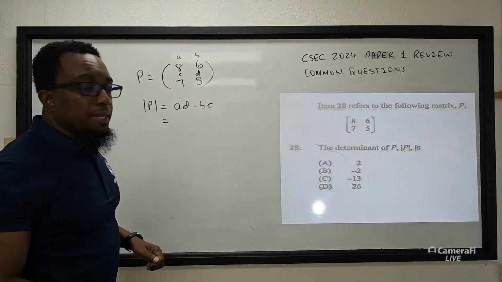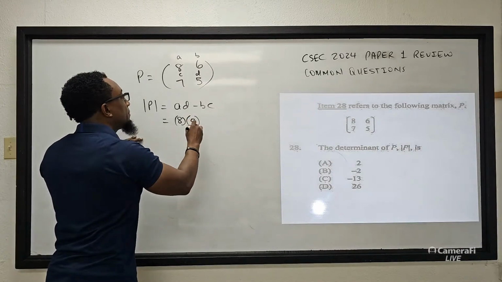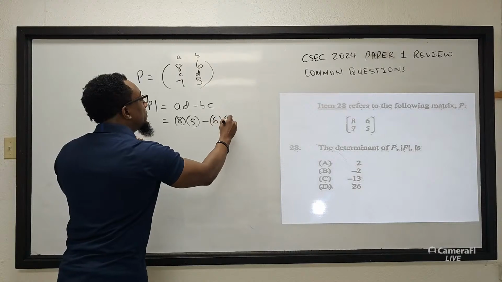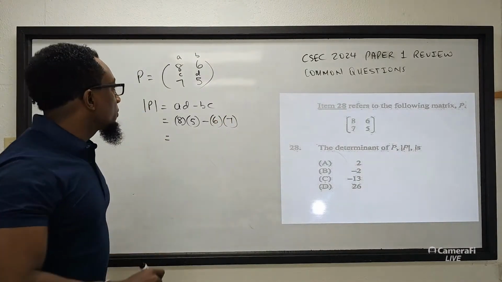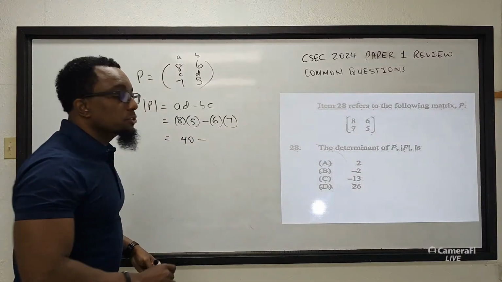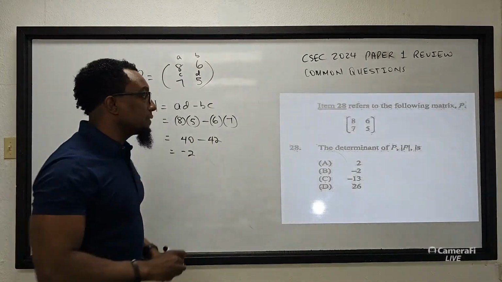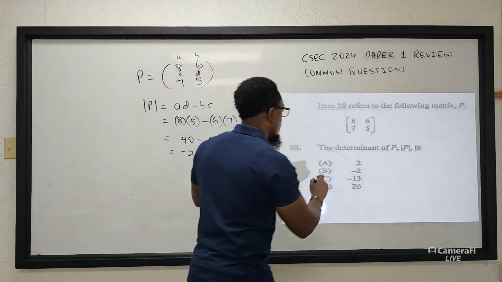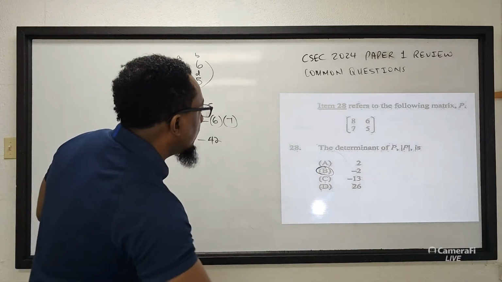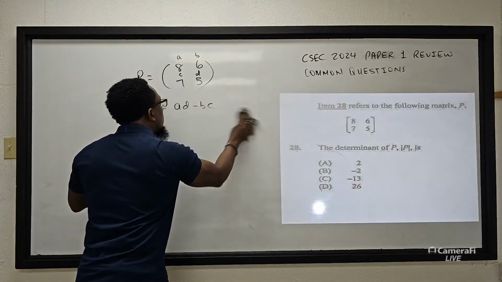So I'm going to replace A with 8 in brackets, D with 5 in brackets, subtract B with 6 in brackets, and C with 7 in brackets. So we're going to get 8 by 5 is 40, subtract 6 by 7 is 42, which will give us the determinant as negative 2. So the answer is B. Let's look at 29. Common questions.